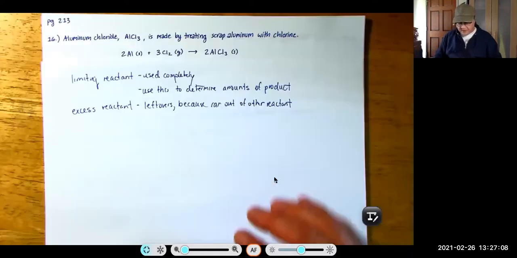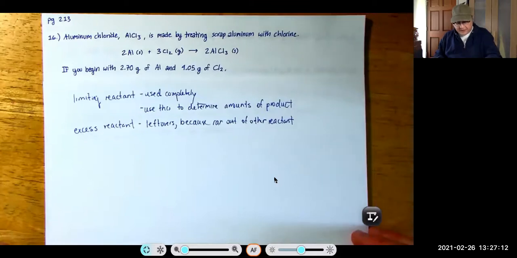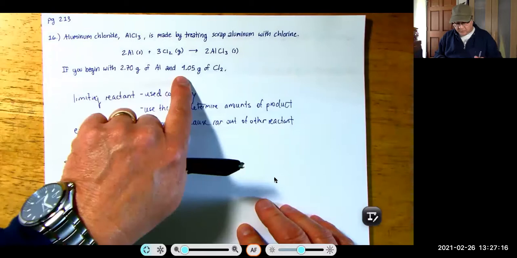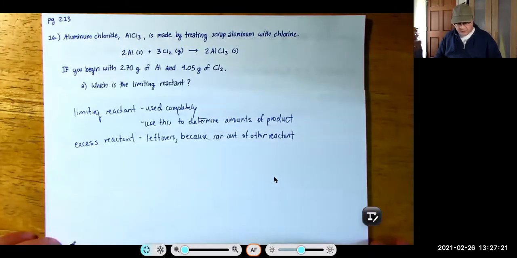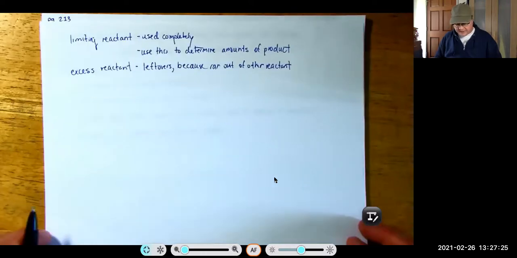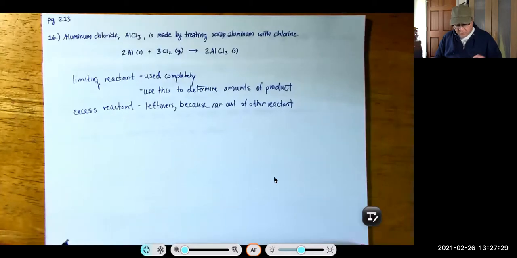Okay, so this says if you begin with 2.70 grams of aluminum and 4.05 grams of chlorine, what is the limiting reactant? So I'm going to show you 2 ways of finding the limiting reactant. I like one way better than the other.